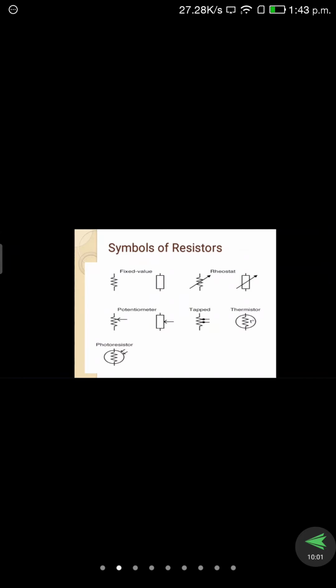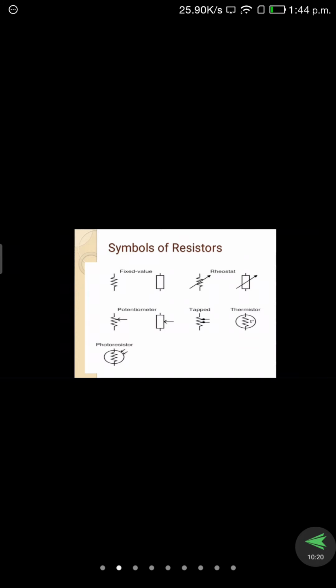First one, fixed one, we just draw the zigzag line. Second one is a rheostat. A cross line arrow mark we draw, that represents the rheostat. Third one, a slider is provided to the resistor, that we call a potentiometer.